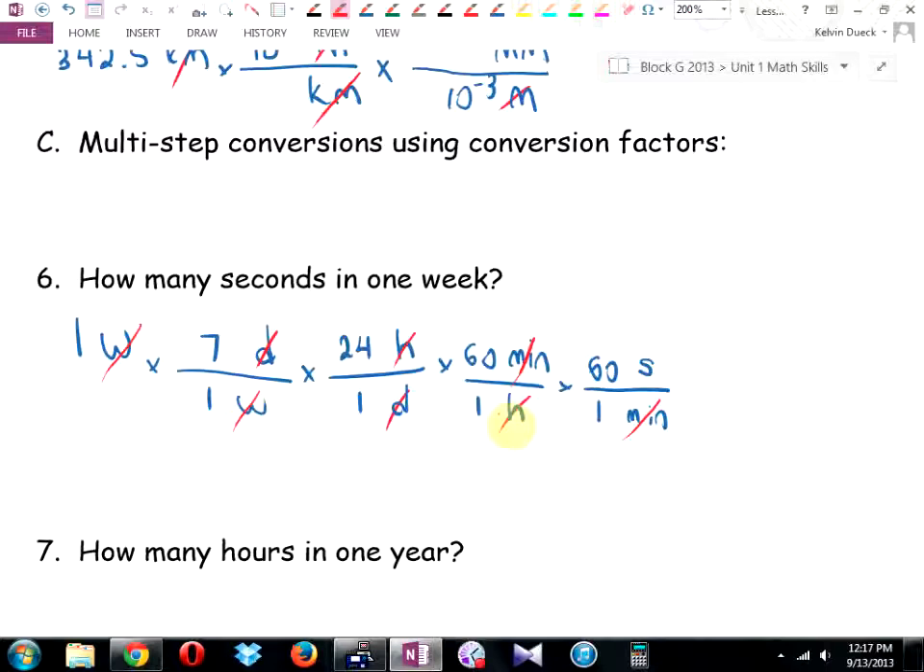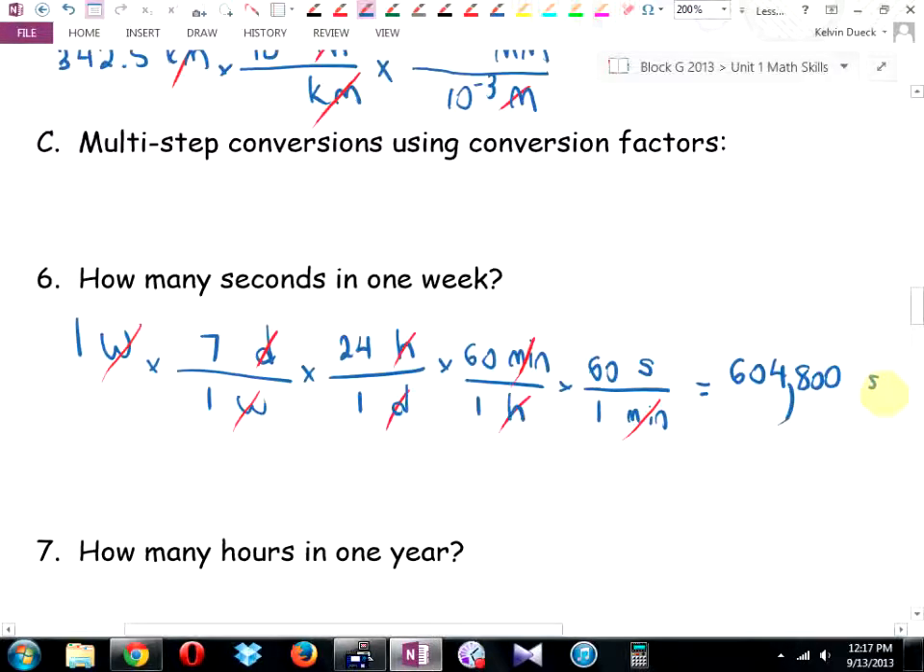What is 7 times 24 times 60 times 60? How many seconds is there in 1 week? 604,800. Read me the digits. 604,800. Units? Seconds. Little more than 500,000 seconds in 1 week.